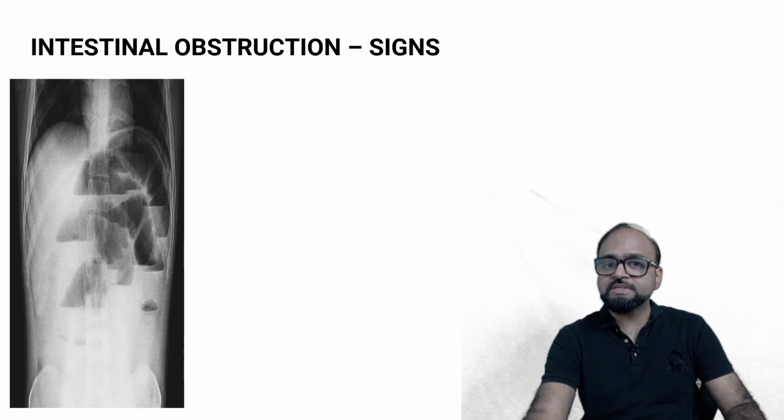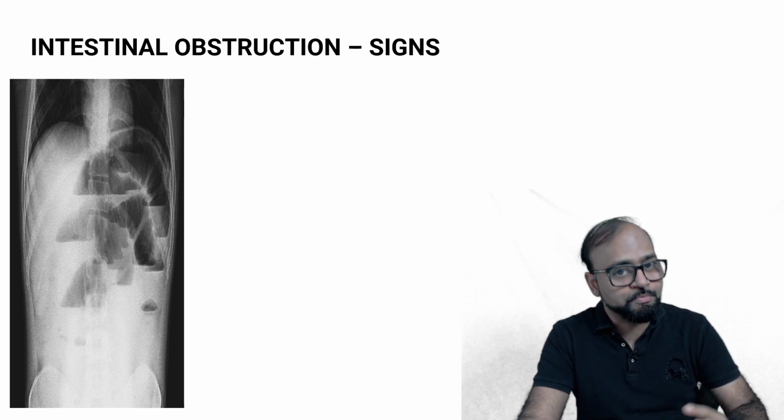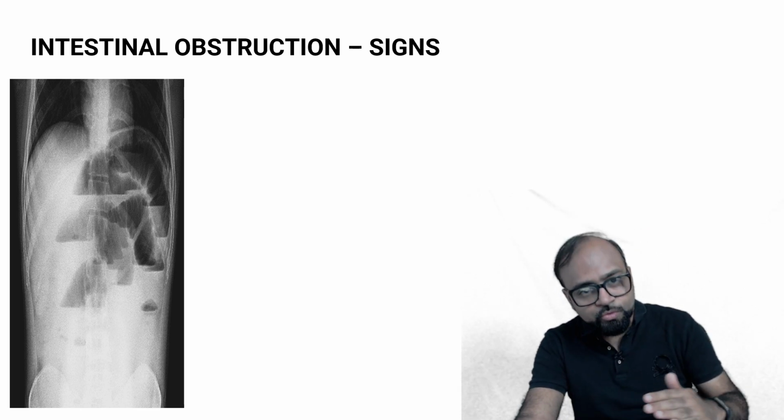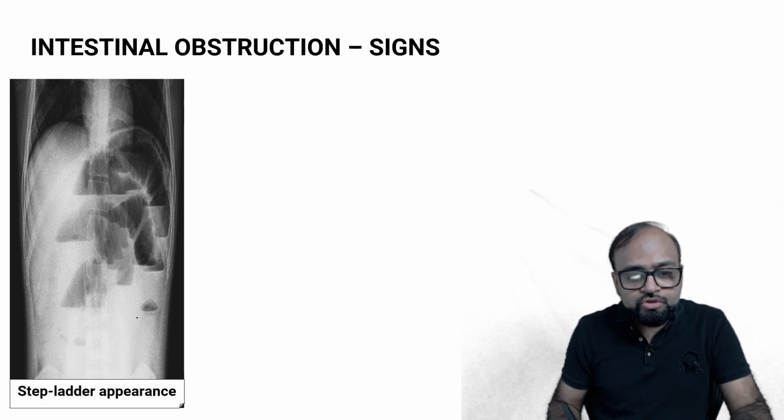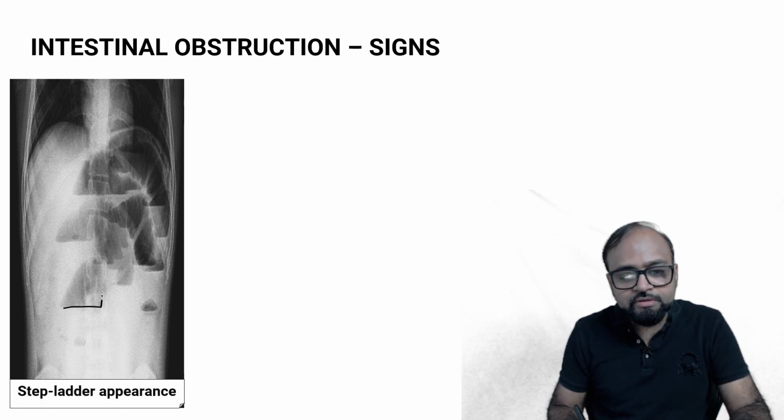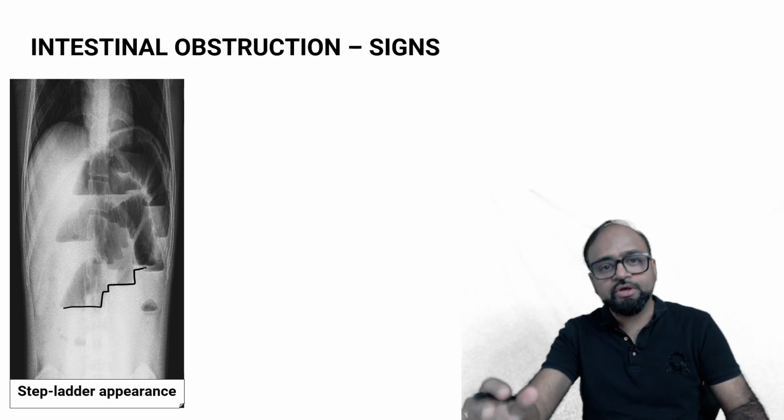Now let us look at some specific signs. When a bowel loop is obstructed along its length, you can see multiple step like air fluid levels. So this is what is called the step ladder appearance. This appearance is what is called your step ladder appearance along the long axis of a bowel loop.